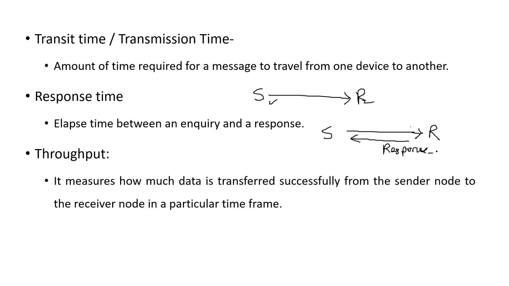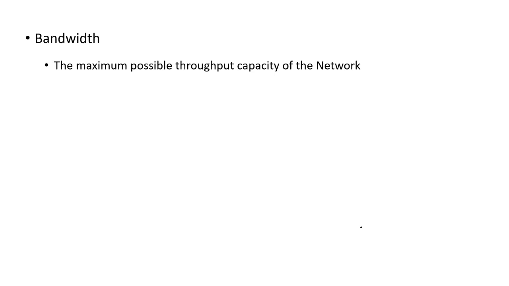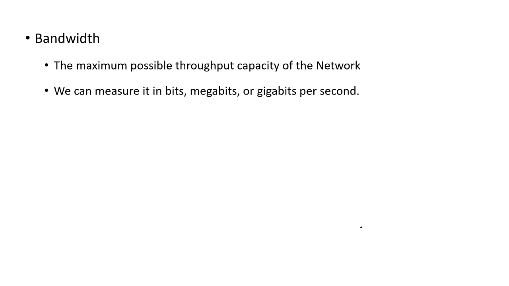Next is throughput. It measures how much data is transferred successfully from sender node to receiver node in a particular time frame. That is how much data transmitted in 1 unit time, that is throughput. It is measured in bits per second or data per second. Next one is bandwidth. It is maximum possible throughput capacity of the network. We can measure it in bits per second, megabits per second, or gigabits per second. Basically, it defines the highest limit.